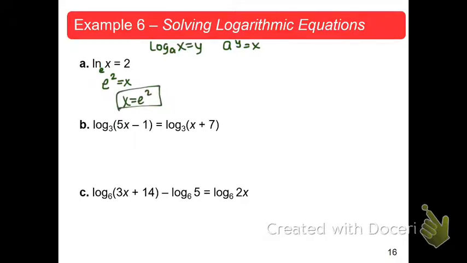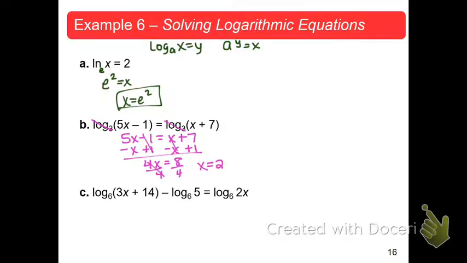On b, it's a little different. We've got a log base 3 of something equals a log base 3 of something. Well, when you have a log equals a log, you can go ahead and just cancel those logs, remember, using that one-to-one property. So we know that 5x minus 1 is equal to x plus 7. Let's just solve for x. So I'm going to subtract this x over here. I'm going to add the 1 over here. We end up with 4x equals 8. Divide by 4. And we end up with x equals 2.